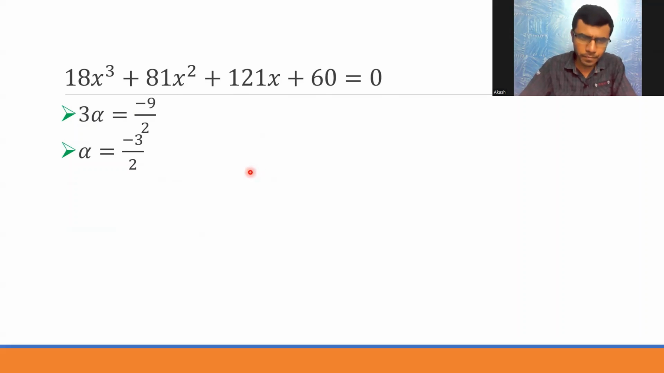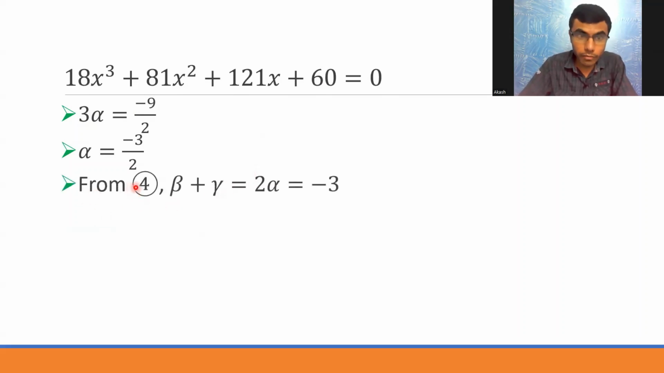Now next, I'm going to put this in 4. So from 4, beta plus gamma is nothing but 2 alpha. Alpha is nothing but minus 3 by 2. So 2 into minus 3 by 2 will be minus 3. So I got beta plus gamma as minus 3. In fact, you could see it like this also. If you send 2 here, 2 alpha is minus 3. So beta plus gamma is 2 alpha, which is nothing but minus 3.